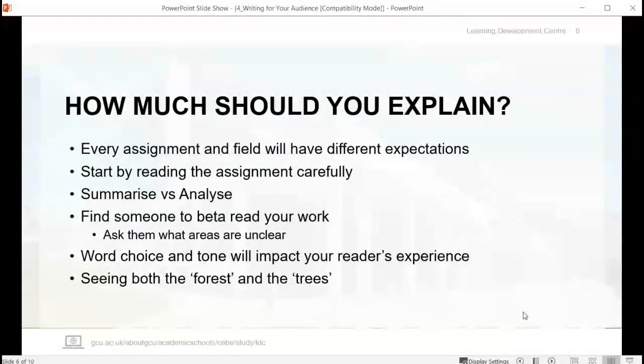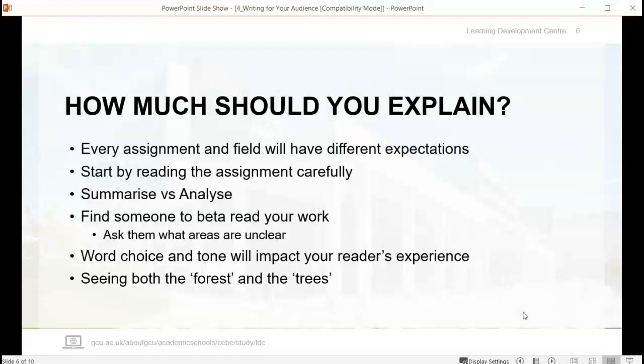But how much should you explain? Really, how much should you explain? This is hard. There's no rule like, okay, 5% of your report should always be context and explanation. You want to show your tutor that you know your material, okay? So there is some explanation. There is some repetition that needs to occur.